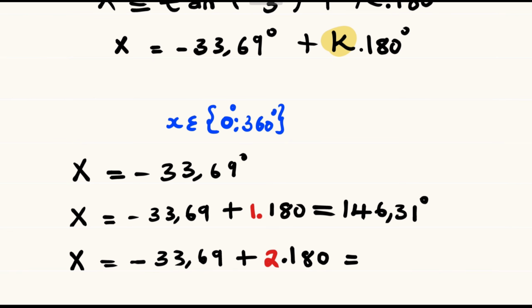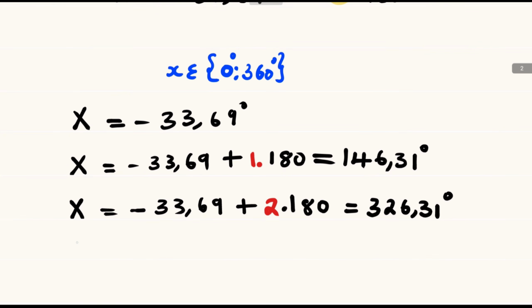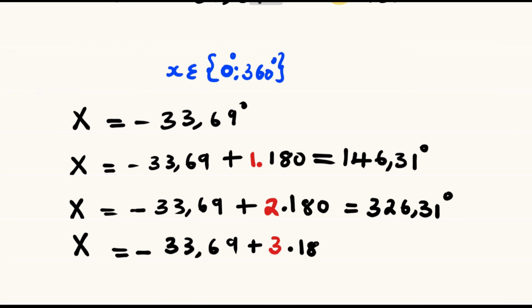This will be equal to 326.31 degrees. Now we substitute 3, so we have x is equal to -33.69 plus 3 in the place of the k multiplied by 180 degrees. This will be equal to 506.31. Remember that we were told that x should be between 0 and 360 degrees.